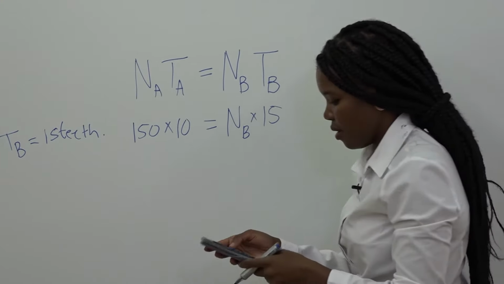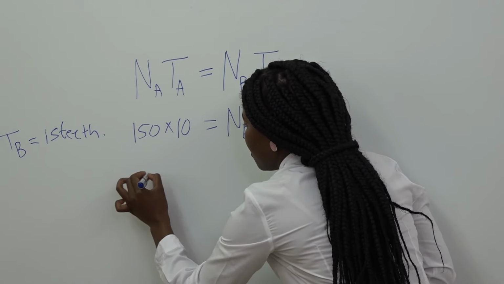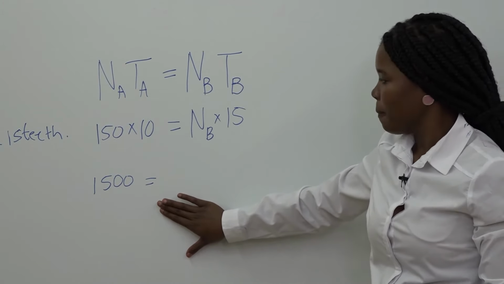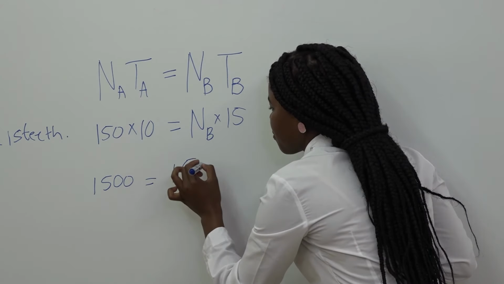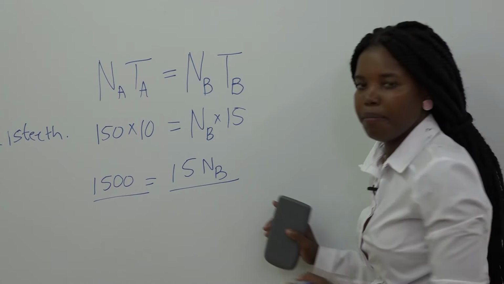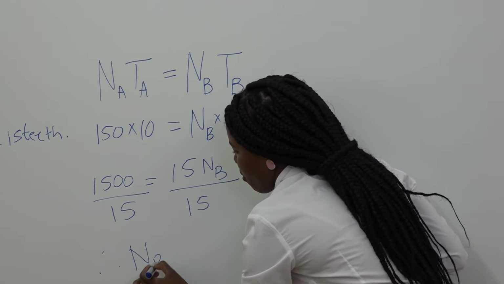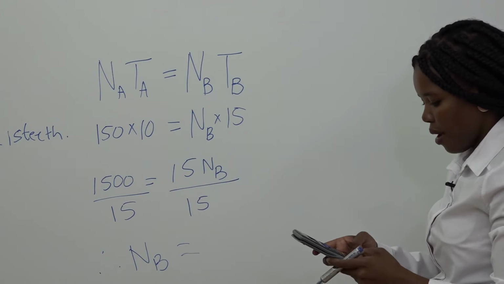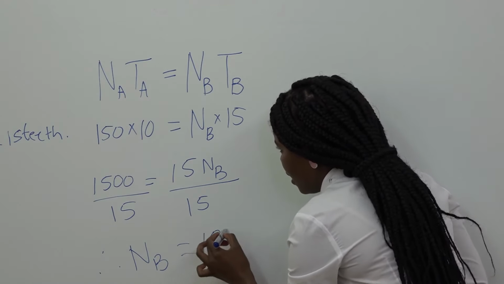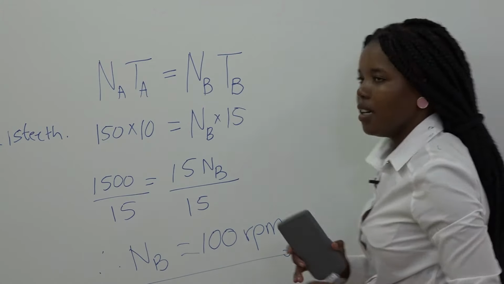Then you say 150 times 10, you'll get 1,500. And then we say NB, which is our rotational speed for gear B, times 15, you'll get 15 NB. Since you want to make NB the subject of the formula, you divide both sides by 15. Therefore, if you calculate your NB, 1,500 divided by 15, you'll get 100 revs per minute.